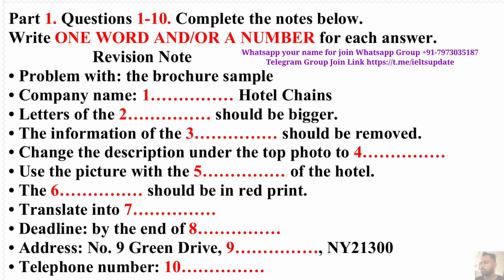The address is number 9 Green Drive, Clifton, NY 21300. How do you spell Clifton? CLIFFTON, Clifton. And the telephone number? It's 9030366602. Also, if you have any further questions, you can reach me through this number. Okay. That is the end of part 1. You now have half a minute to check your answers.